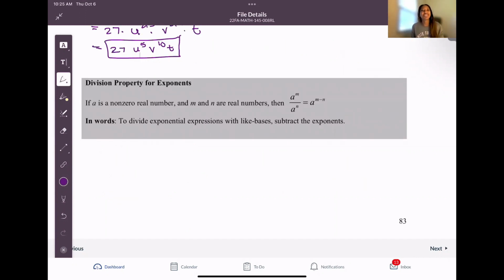Next property is the division property. The division property tells us how to simplify two exponential expressions with the same base that are being divided. And if when we multiply we needed to add the exponents, when we divide we should, you guessed it, subtract the exponents. A to the m divided by a to the n is a to the m minus n. Be careful here. You do need to start with the exponent of the numerator and then subtract the exponent of the denominator, m minus n.